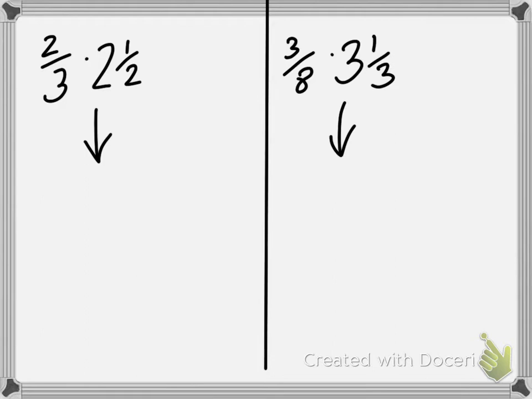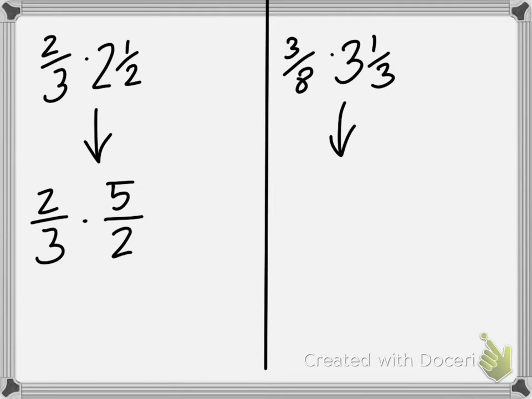So we already know 2/3 we don't need to change. 2 1/2, we already did that. But 2 times 2 is 4. Plus the 1 gives us 5, and our denominator stays the same. Nodding our head or shaking our head. Can I cross cancel anything here? Can I cross cancel? Yes.